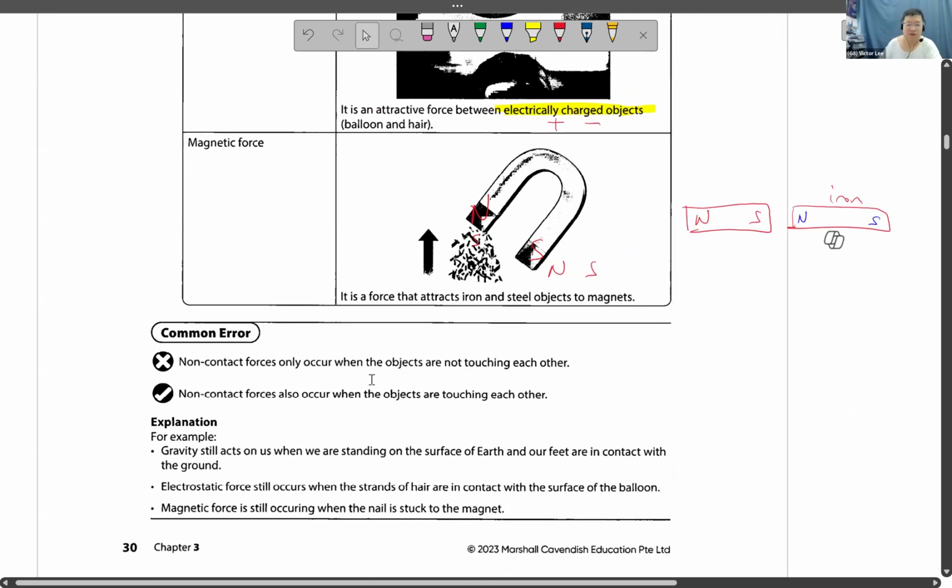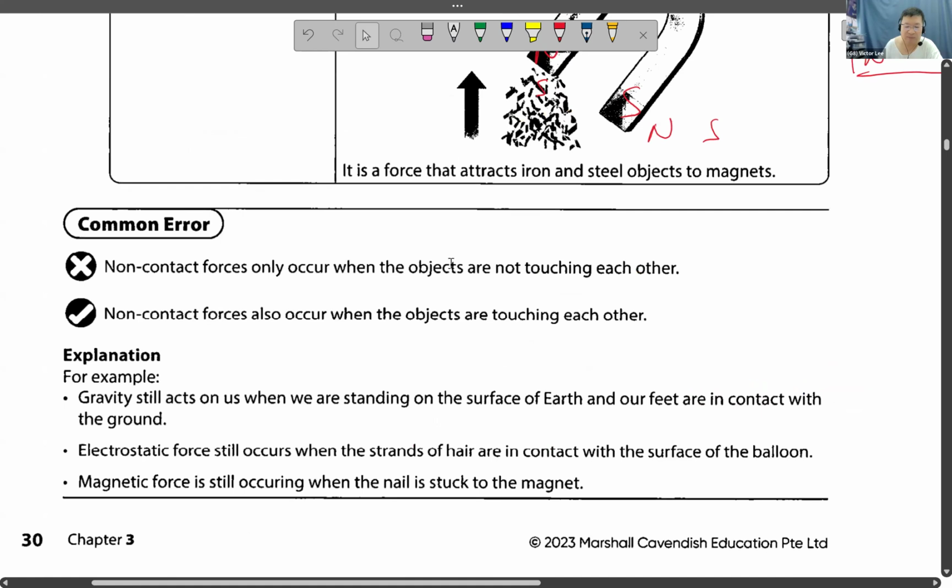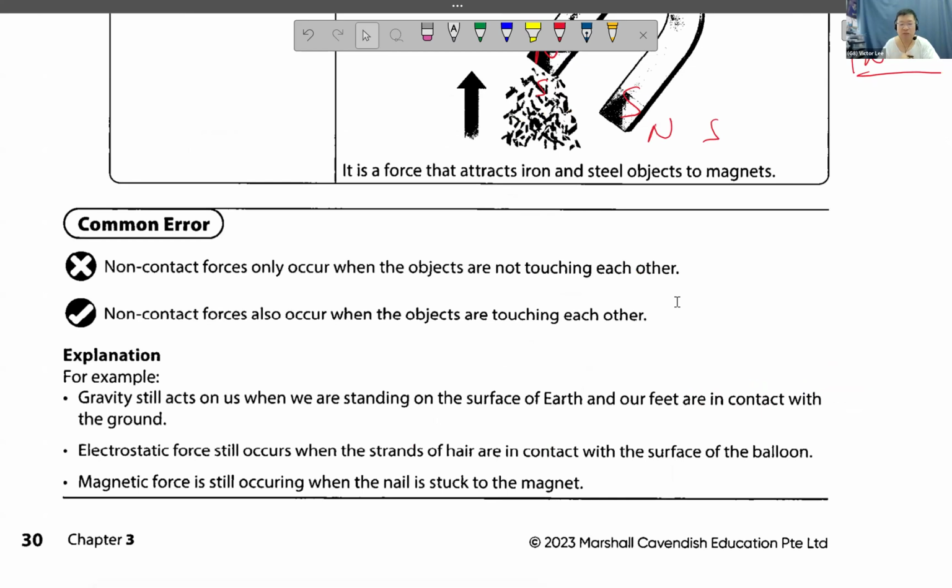All right, so let's look at a common error. Non-contact forces only occur when objects are not touching each other. Is it true? What happens when they touch? For example, a magnet is a non-contact force. Without contact, they already have a force. But if the magnets are attracted and touch each other, can I say that the magnetic force turns into a contact force? No, it's still a non-contact force.